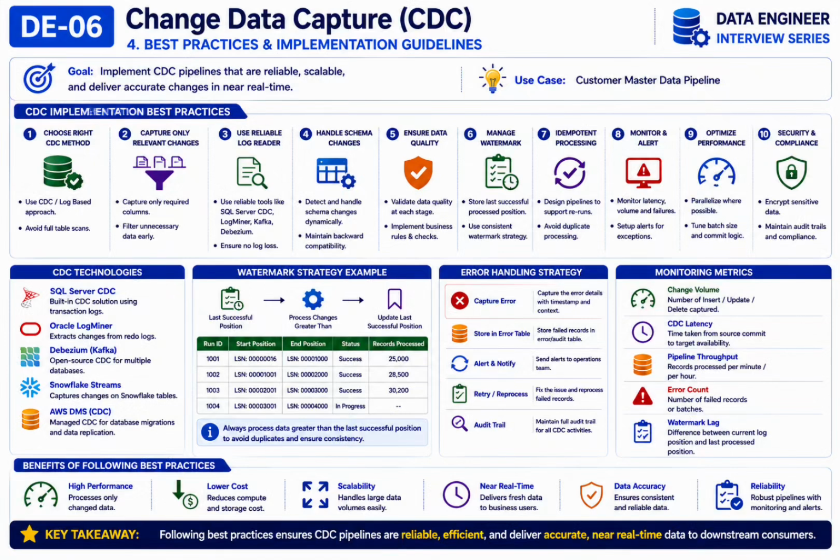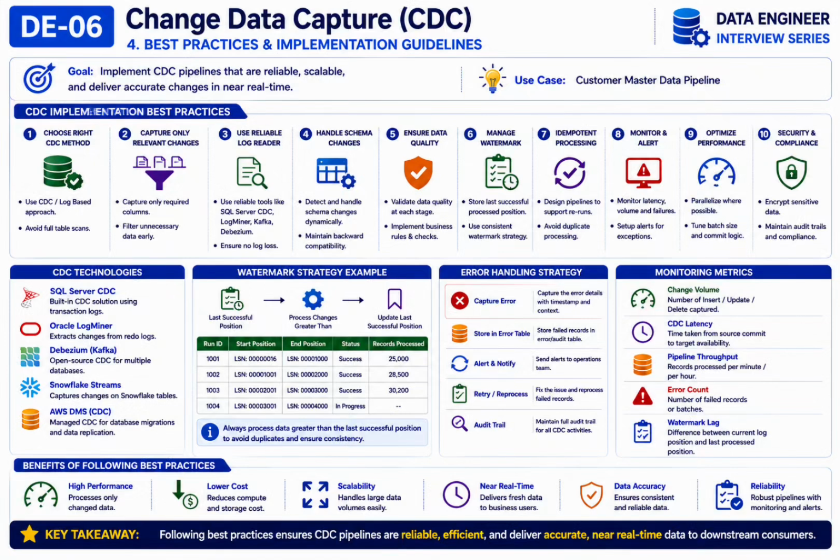The third is maintain a reliable watermark or checkpoint. This ensures that every execution continues exactly from the last successful position. Then the fourth one is implement strong validation. Every CDC record should pass schema validation, business rule validation, duplicate detection, and referential integrity checks before loading into the warehouse. Also, I always tell monitoring is equally important.